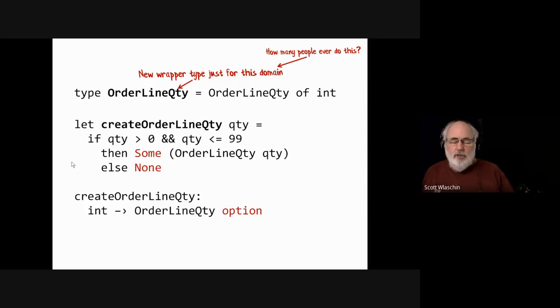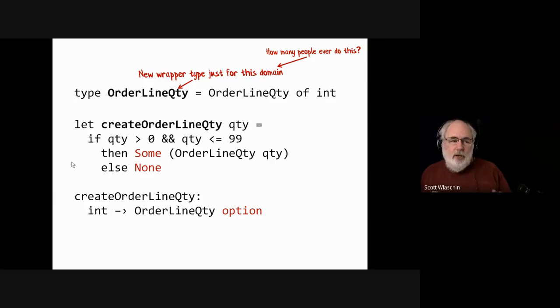So if you give me 0, you will not get back an order line quantity. If you have one of those buttons where you click the minus button and it goes from 1 down to 0, you are going to have to handle the case where it goes to 0, because your code will not compile otherwise. So the case where it goes above 100 or below 1, your code is forced to handle that case. You cannot accidentally forget about it.